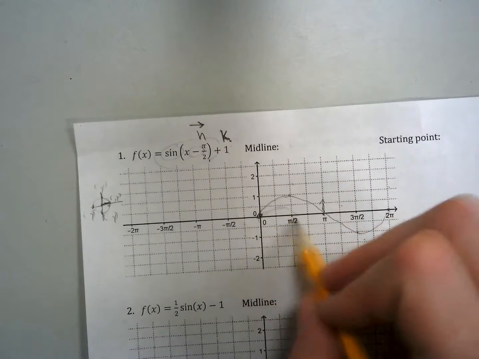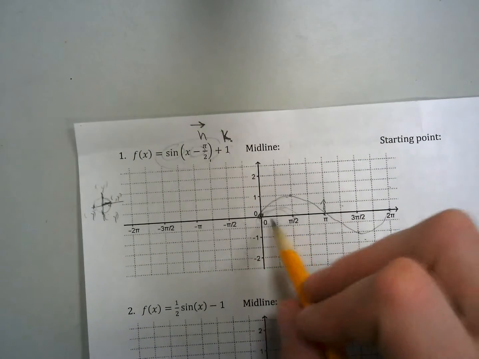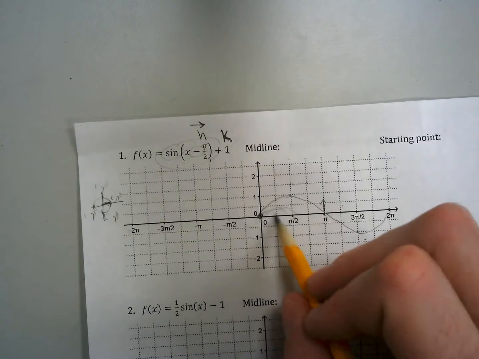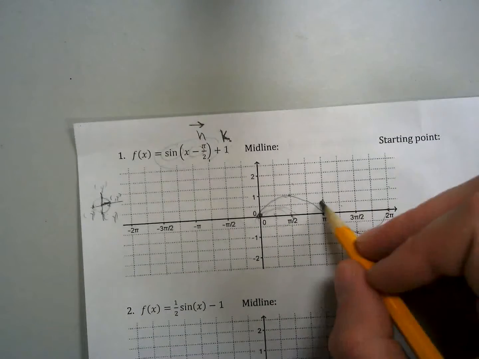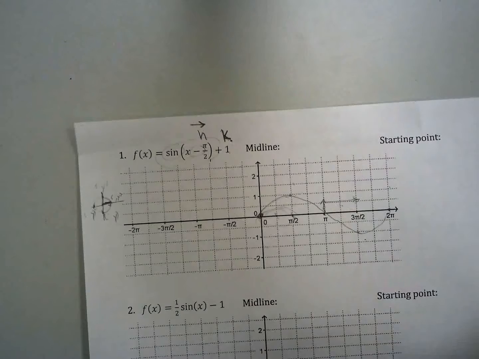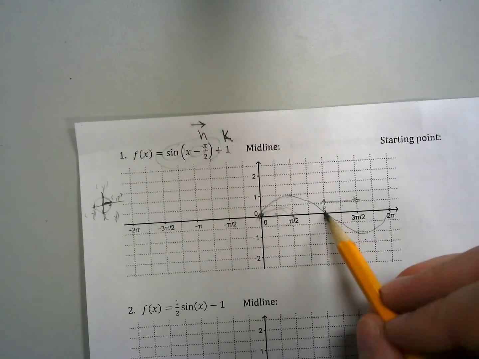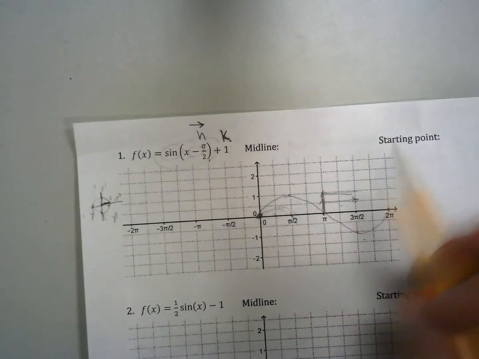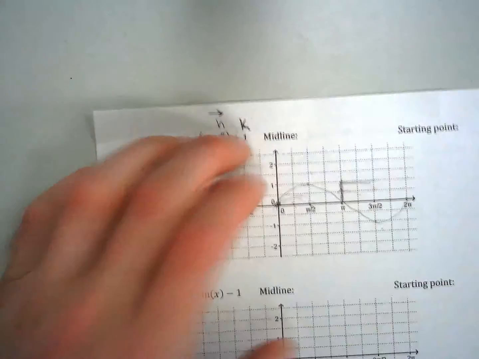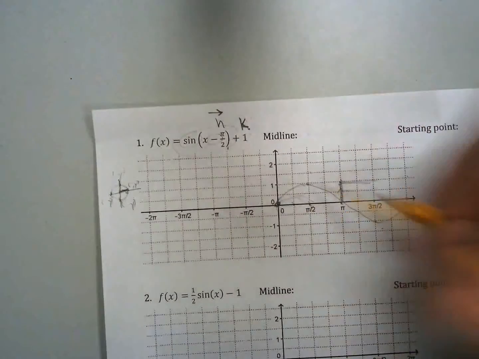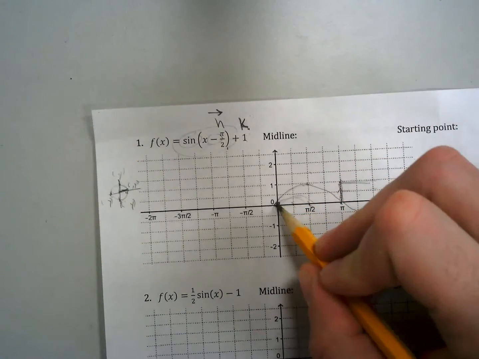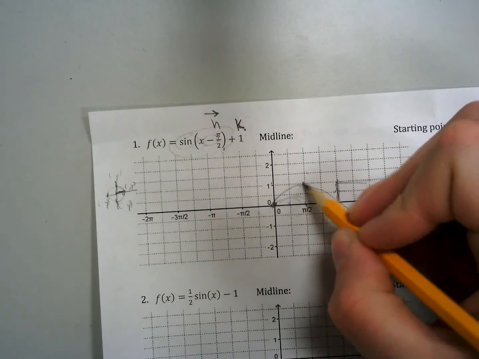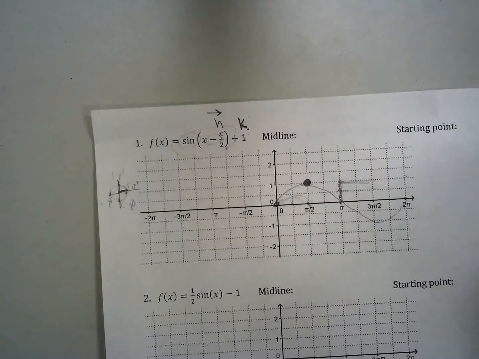Now, notice the scale here. Pi over 2 corresponds to 2 grid lines. So that means we're moving 2 grid lines. So every point on here is going to move up 1 and over pi over 2. So that means move each of these 5 points. Move this one up 1 and over pi over 2. There's our new starting point.